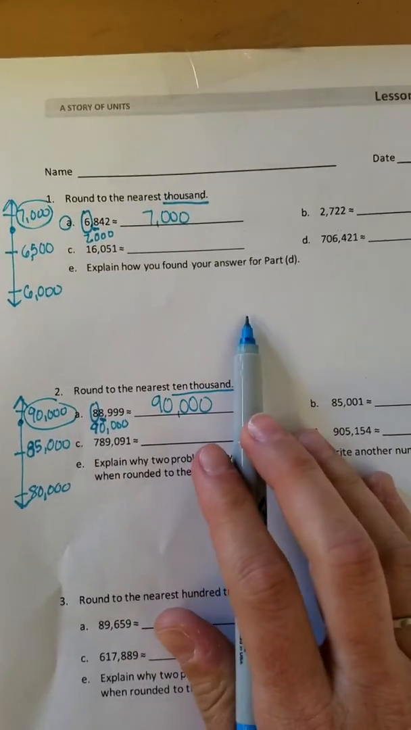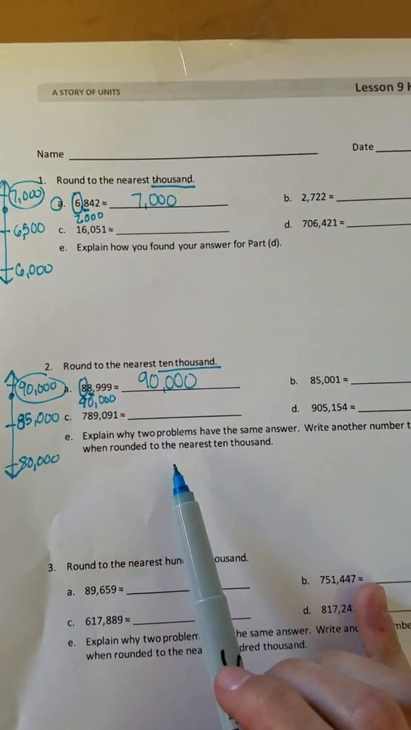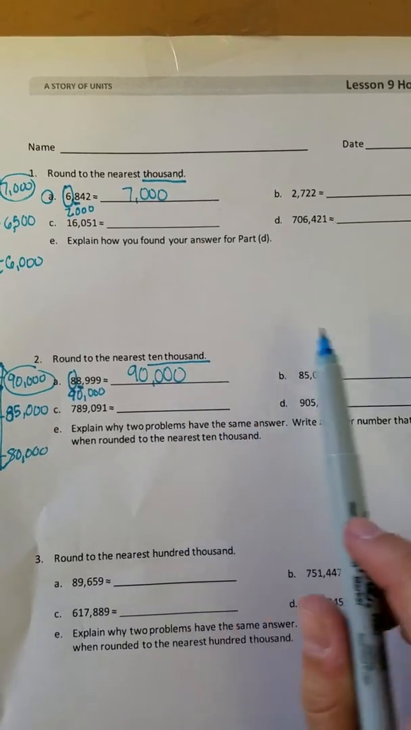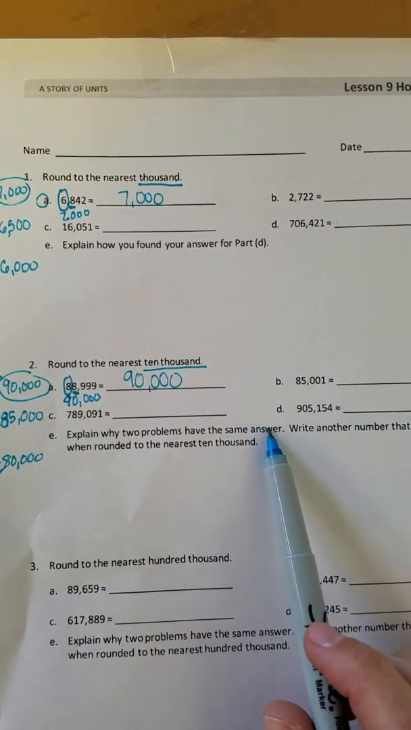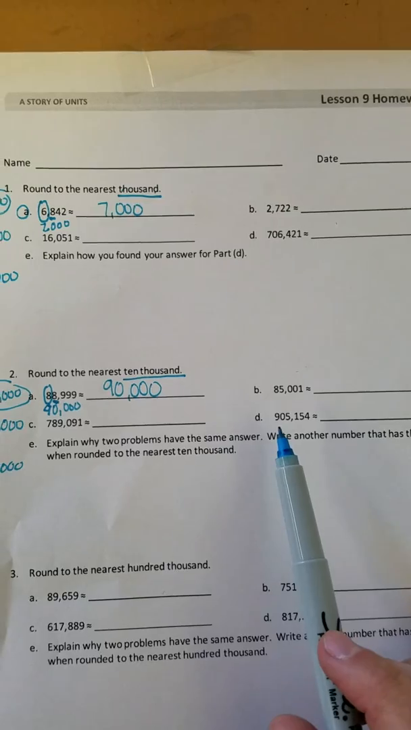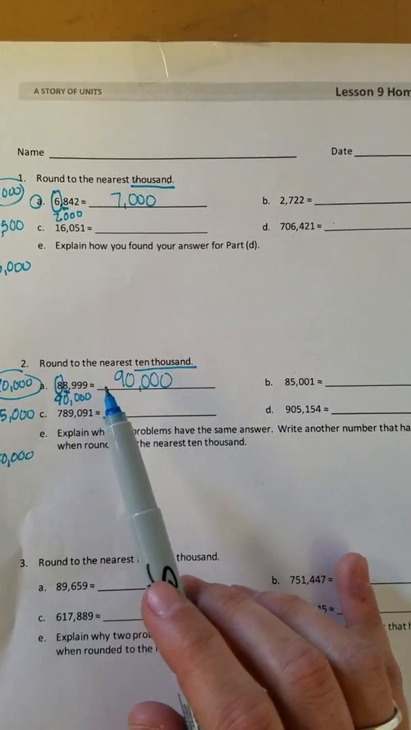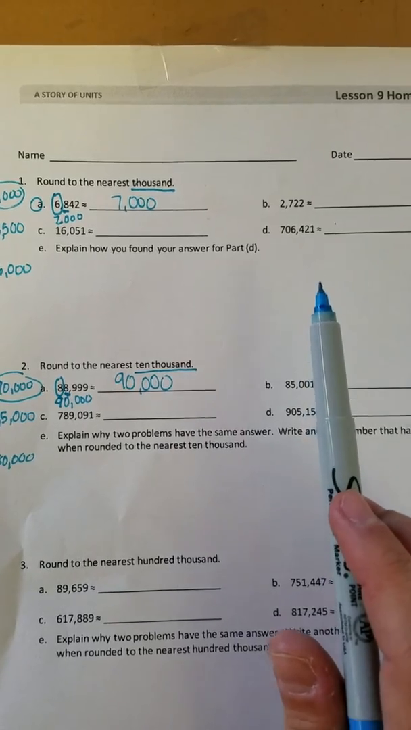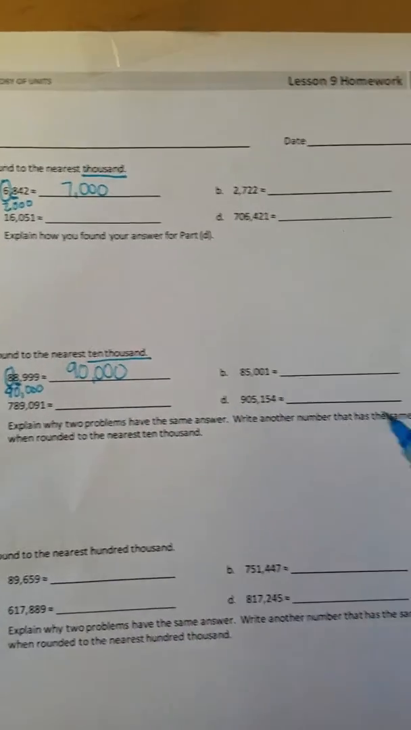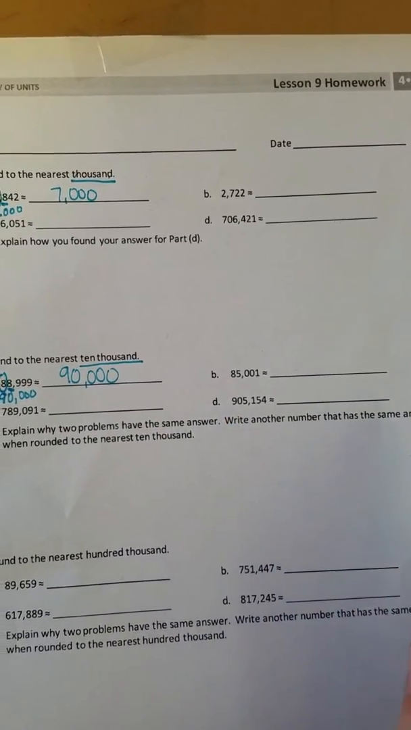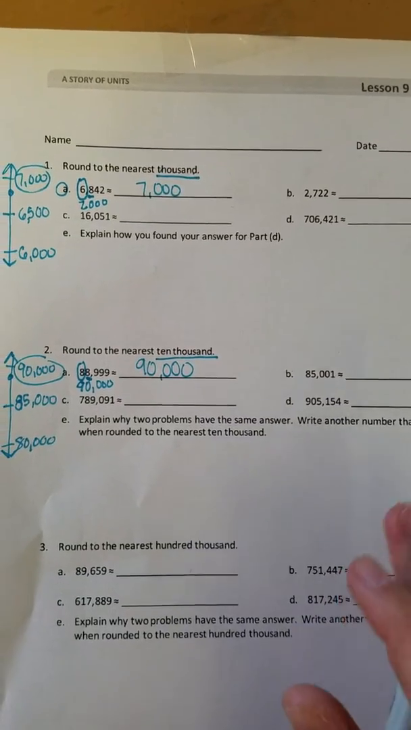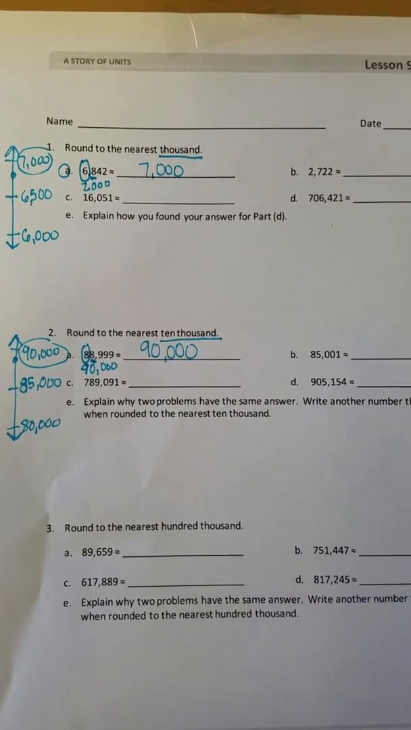Remember for the explanation, they just want you to be able to explain. So if we go through the rest of these problems, 2 of them are going to have the same answer. You need to figure out why that is. So remember we talked about that today. Basically, one certain number can round up to that number and another number can round down to it. And then your challenge is to find another number that would round to the same thing. So try that one and see how you do.